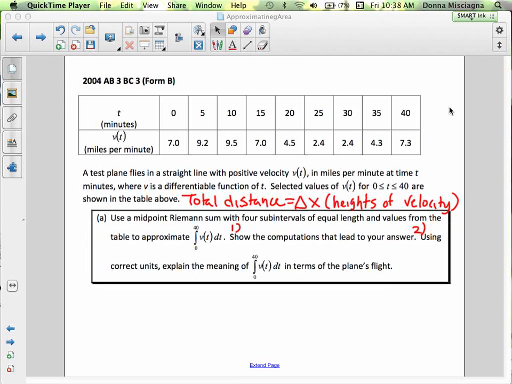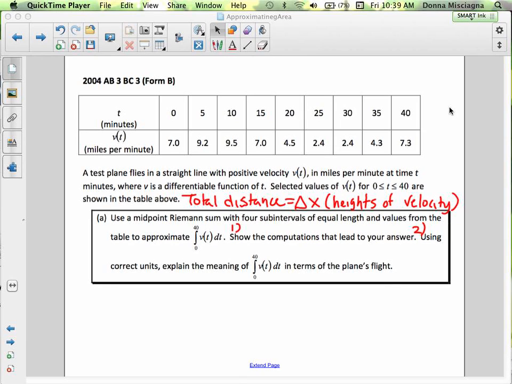A test plane flies in a straight line with a positive velocity v of t in miles per minute at time t minutes, where v is a differentiable function of t. Right? So that's saying that v is the derivative. Selected values of v of t for t between 0 and 40 minutes are shown in the table above.